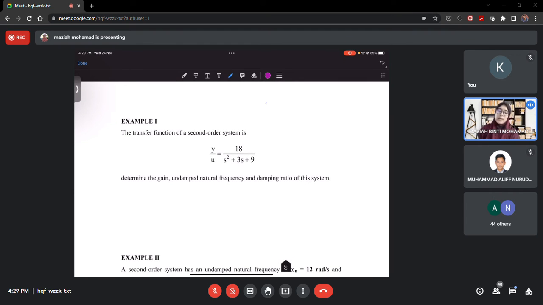Example number 1 is given a transfer function of a second order system. So we need to determine the gain, which is K, omega n, and zeta. We can do that by comparing the transfer function of the system to the general transfer function of a second order system. So we're going to compare to K omega n square divided by S square plus 3S plus 9.